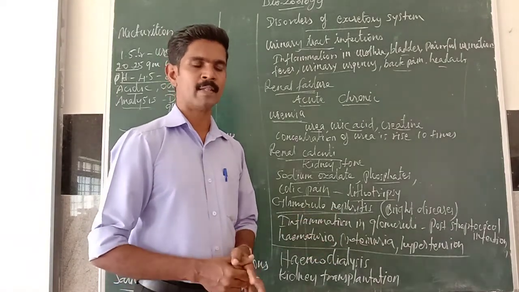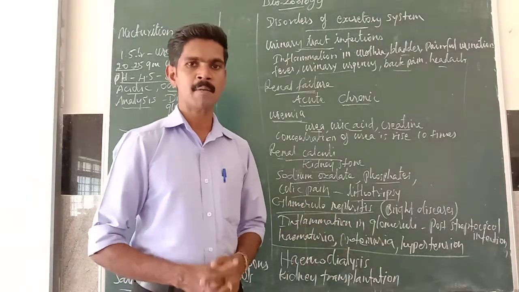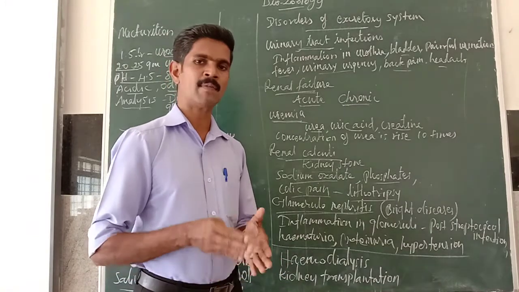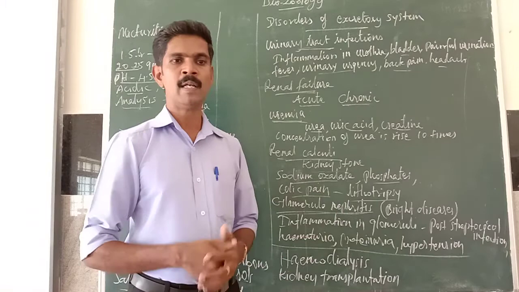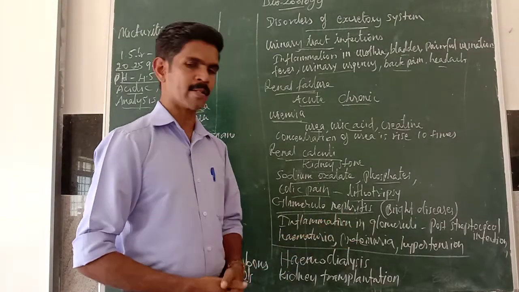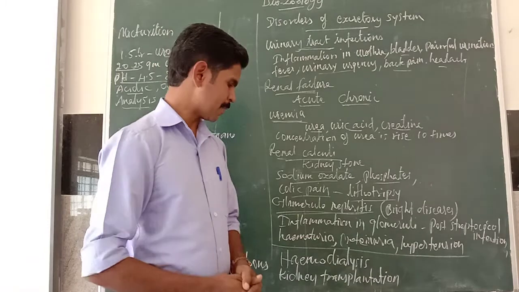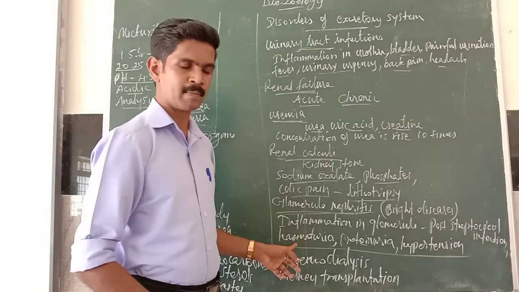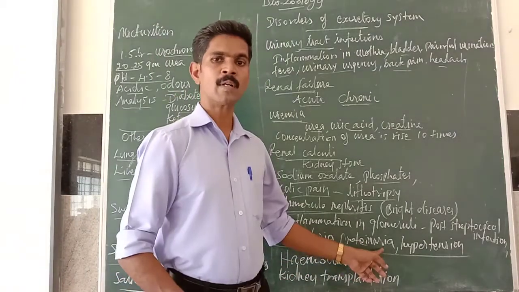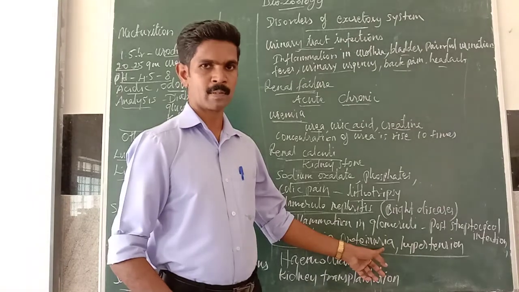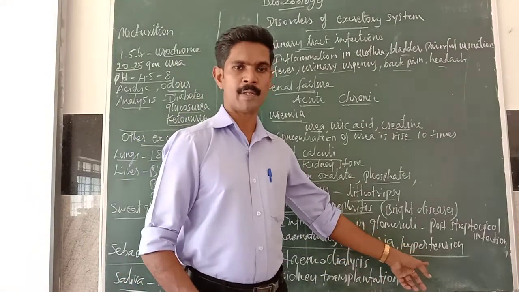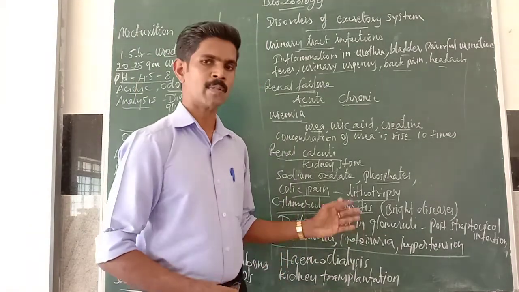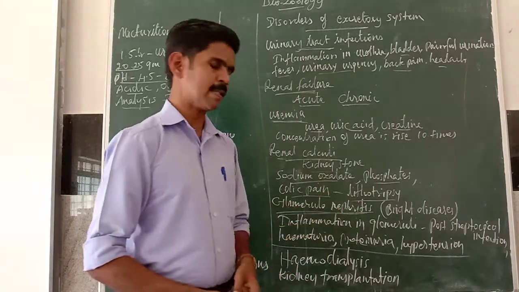Understand? In children, the reason for this glomerulonephritis is post-streptococcal infection. Streptococcal is a bacteria. If any child is affected with the infection of this streptococcal bacteria, it leads to this glomerulonephritis disorder. Then the symptoms: hematuria, more amount of blood is released in the urine. The next one is proteinuria, more amount of protein is released in the urine. Then hypertension, increased BP. These are the symptoms of this glomerulonephritis disorder. So this glomerulonephritis is otherwise called Bright disease.